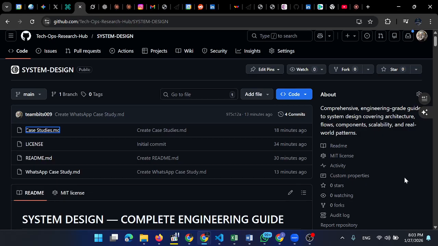System design covers quite a number of things, from the architectural aspect of products or systems to the flows, components, scalability, and also being able to understand some of the real world patterns. That basically means from an overview of the already existing system solutions, we'll be able to learn from there.